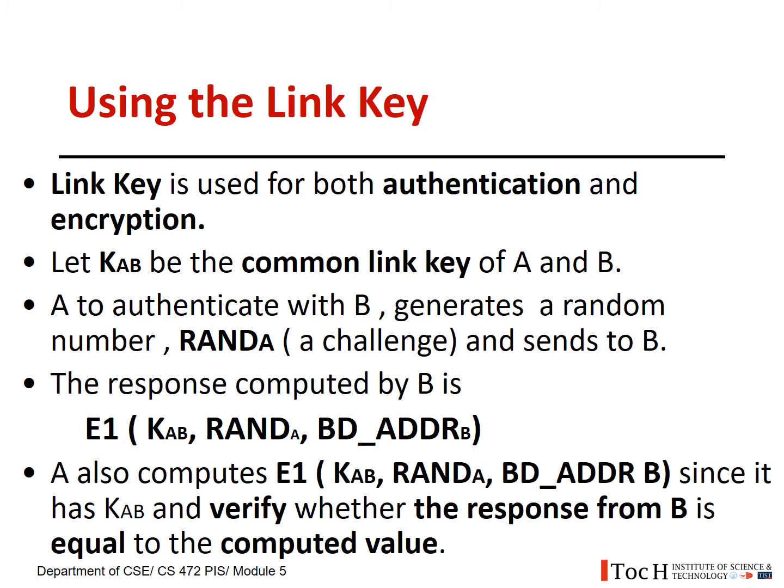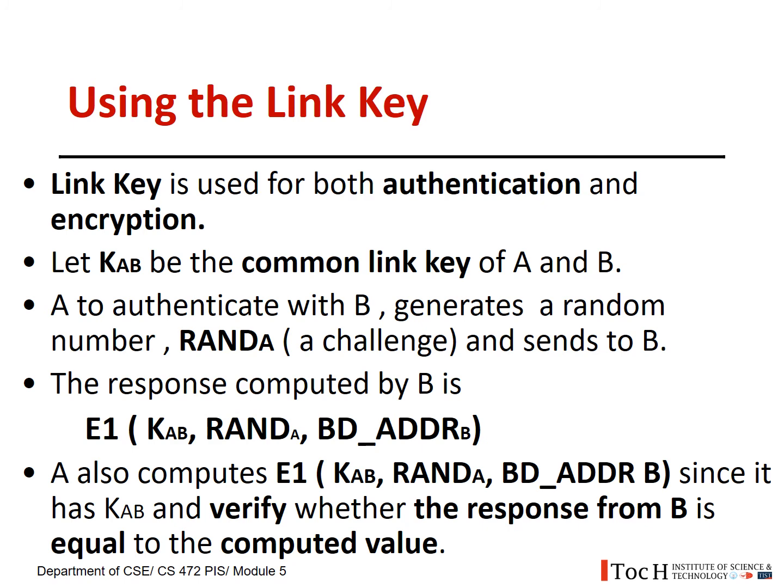And when A receives the response from B, A will again do the same function. That is, A has the link key, which is a secret key generated among A and B only. So A will compute the response value again using the same link key, the random number of A, and the Bluetooth device address of B. Bluetooth device address of B is already known to A.